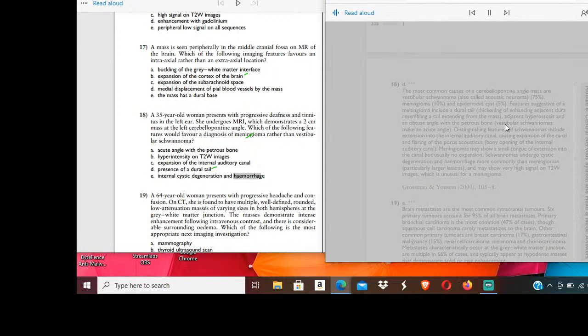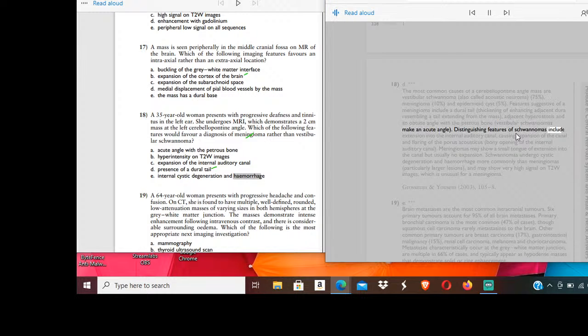328. 18. D. The most common causes of a cerebellopontine angle mass are vestibular schwannoma, also called acoustic neuroma, 75%, meningioma, 10%, and epidermoid cyst, 5%. Features suggestive of a meningioma include a dural tail, thickening of enhancing adjacent dura resembling a tail extending from the mass, adjacent hyperostosis, and an obtuse angle with the petrous bone. Vestibular schwannomas make an acute angle.